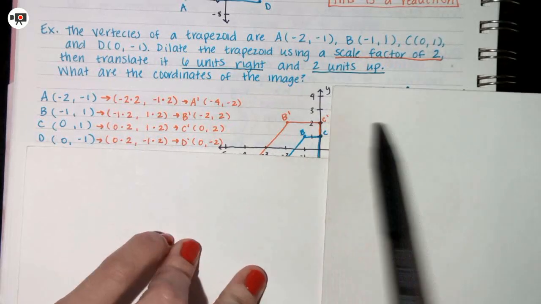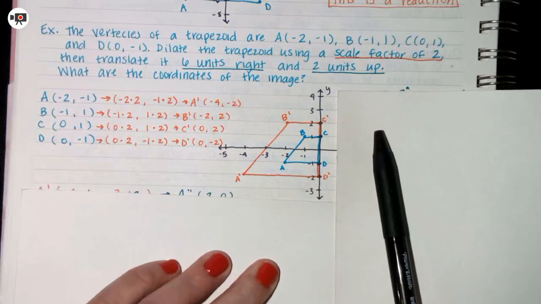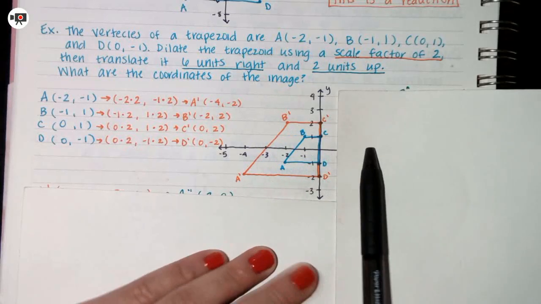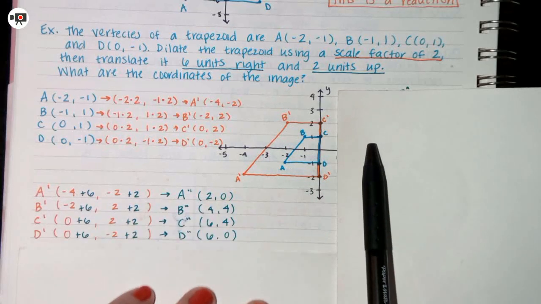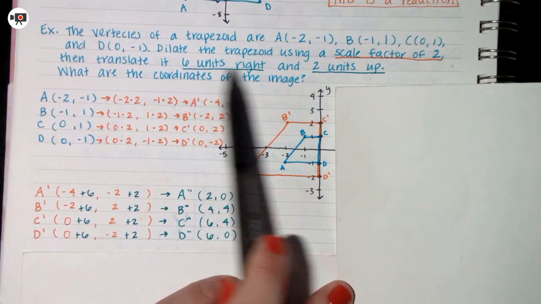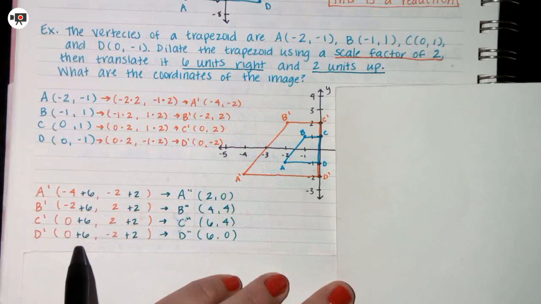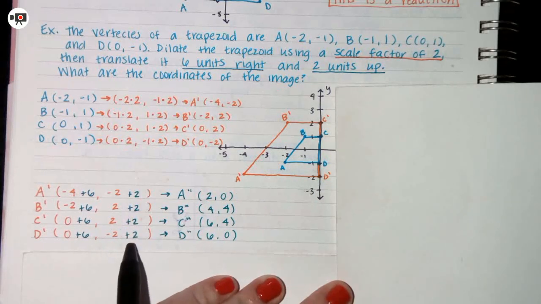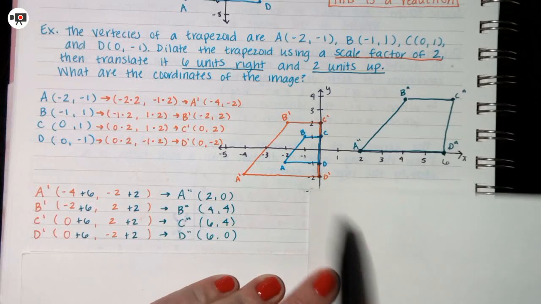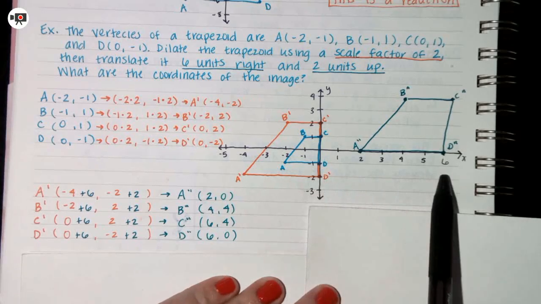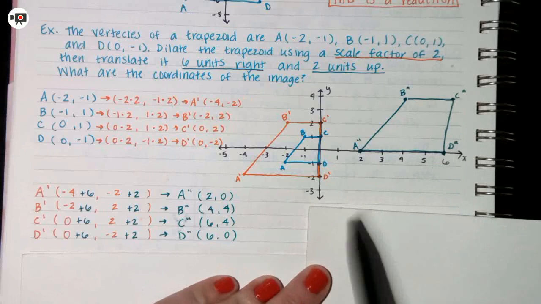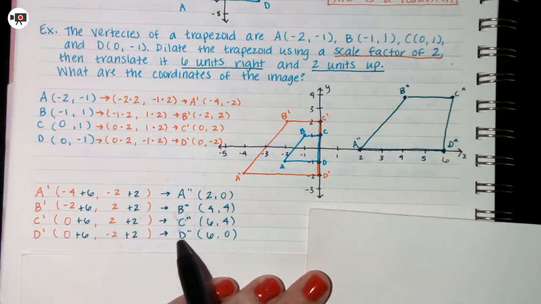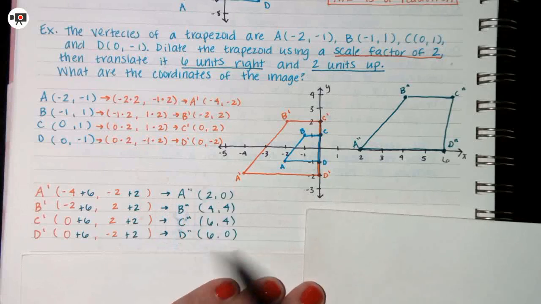In plotting those, so I can see what's going on, the blue is the original, and the orange is the prime. Then I take that prime and go 6 units right, so that's adding 6 to the x, and 2 units up is adding 2 to the y coordinates. That takes this orange one and scoots it 6 units right, 2 units up. And I end with the double prime here, so A double prime and so on. These are the answer.